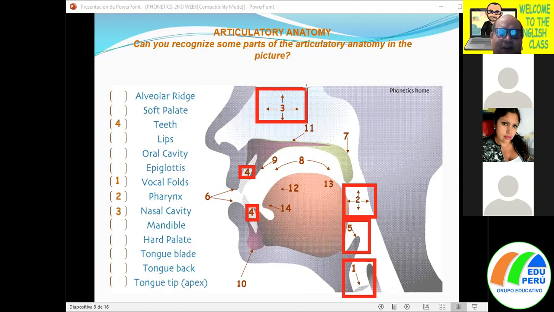Number six, what about number six? The lips, yes. Number five is the epiglottis. Number six, the lips. Similar to the teeth, upper lip, lower lip. Now, don't forget about these names. Number seven. What about number seven? Notice here, number seven.